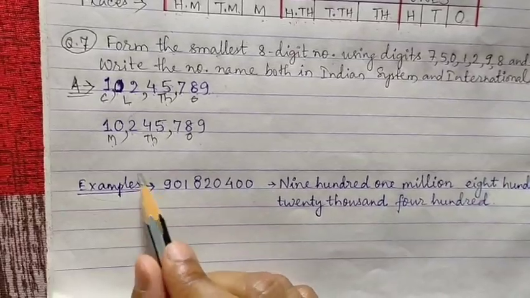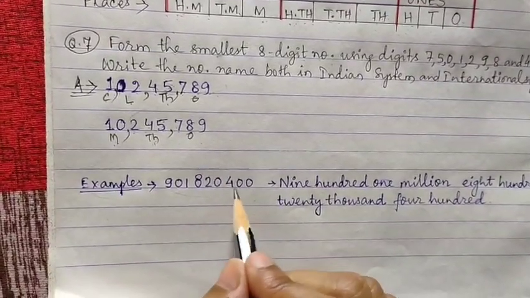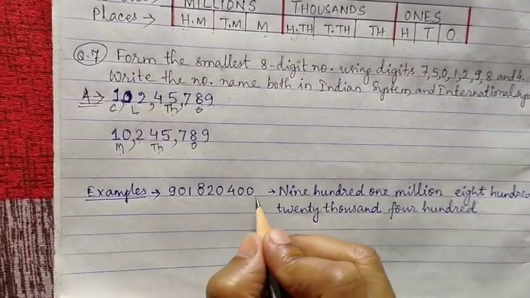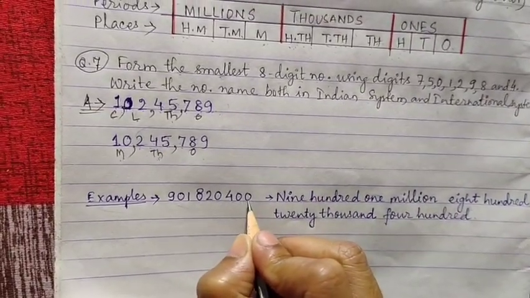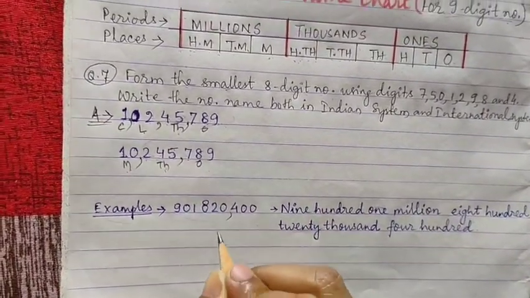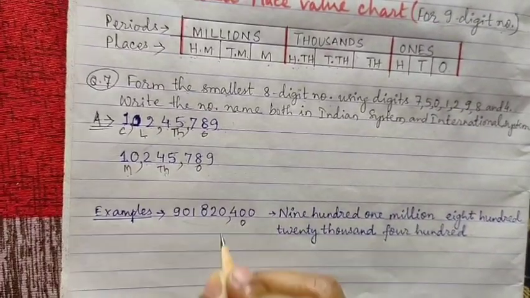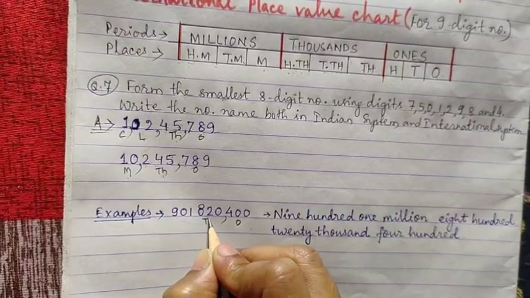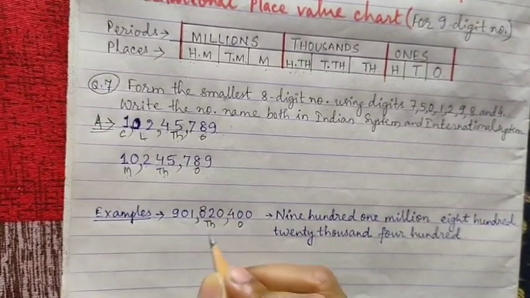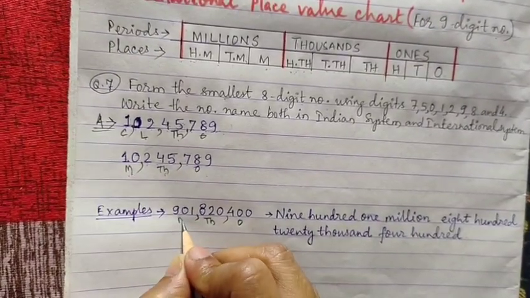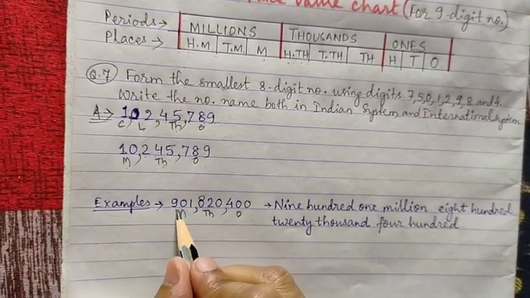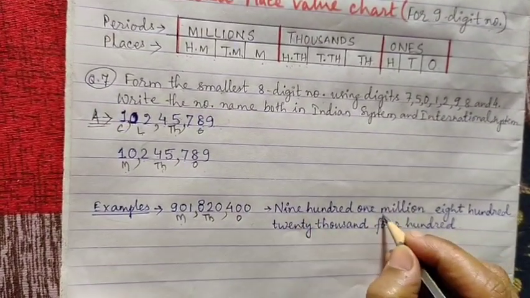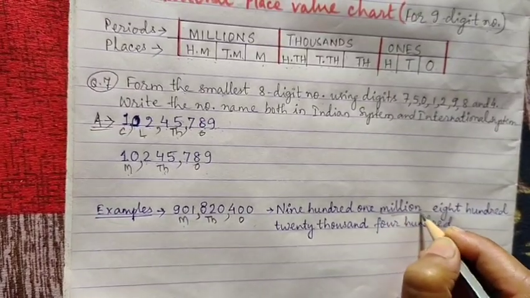Now another example I am giving you. Suppose this number is written and you have to write the number name in the international system. So put the comma from the right hand side, 3 places, 1 2 3. Then this is one's period, then thousands period, 1 2 3, 3 places, so after 3, comma, then 3 places, so this is million. So now the number name is 901 million. See, 901 million, this period is finished.